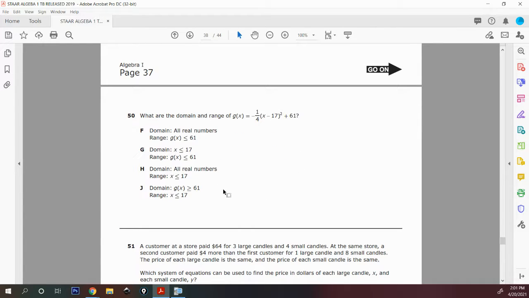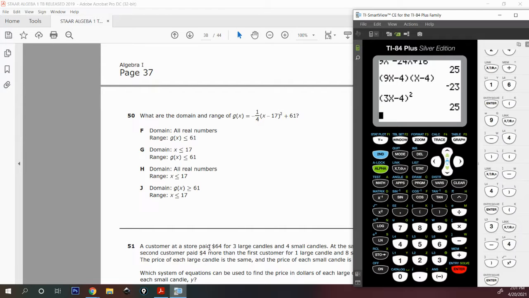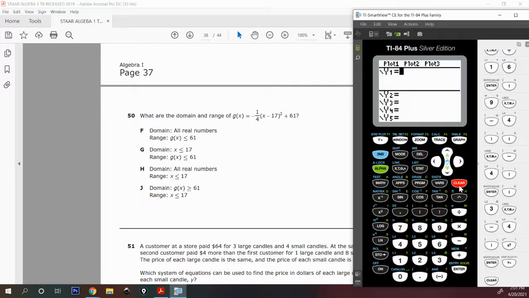What are the domain and range? Okay, so domain, I want to see a graph for domain and range. This is a quadratic, I know, because it's got the x squared in it. And I do know that the domain of any quadratic is all real numbers. So it can't be that one, it can't be that one.